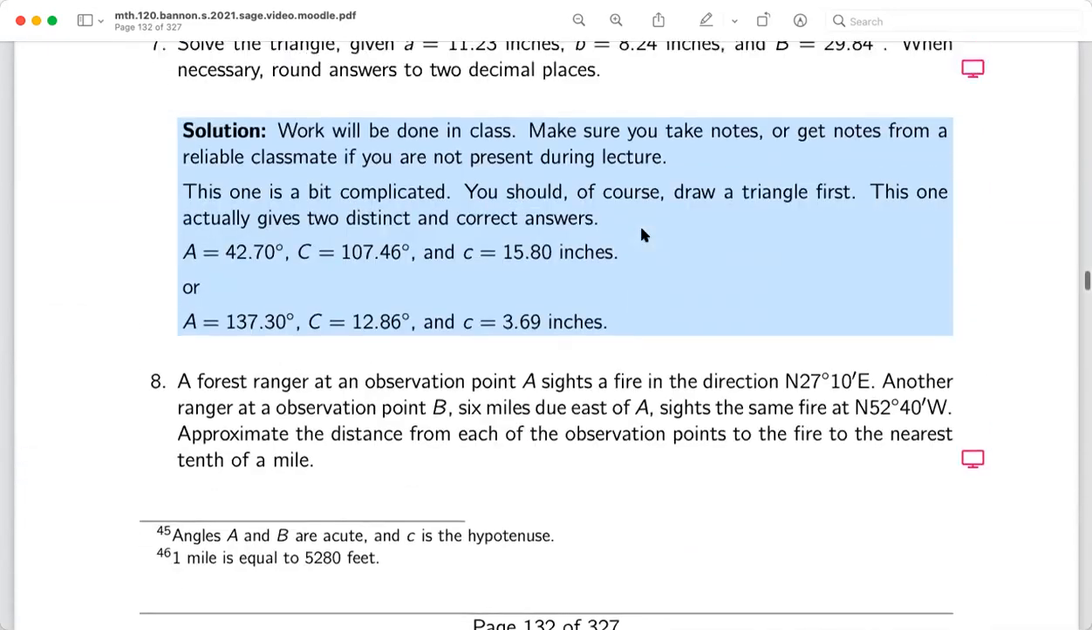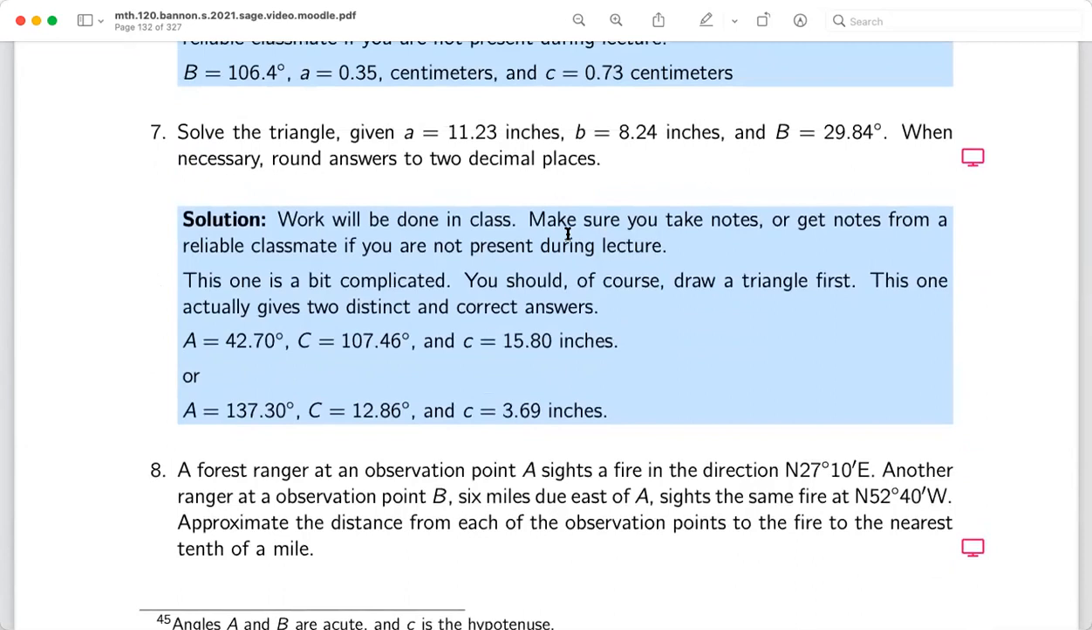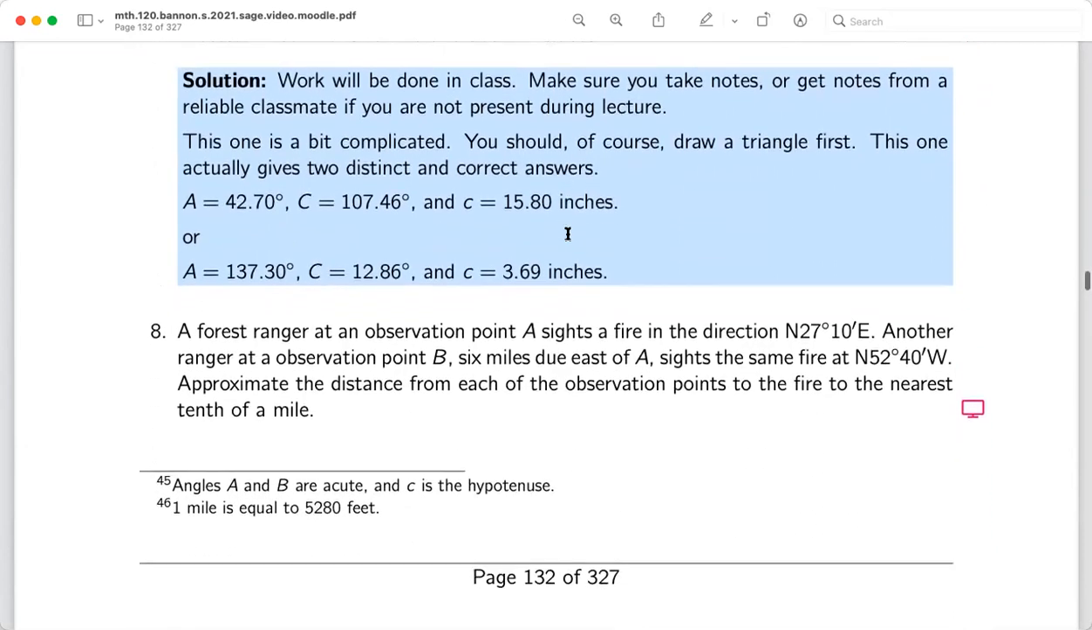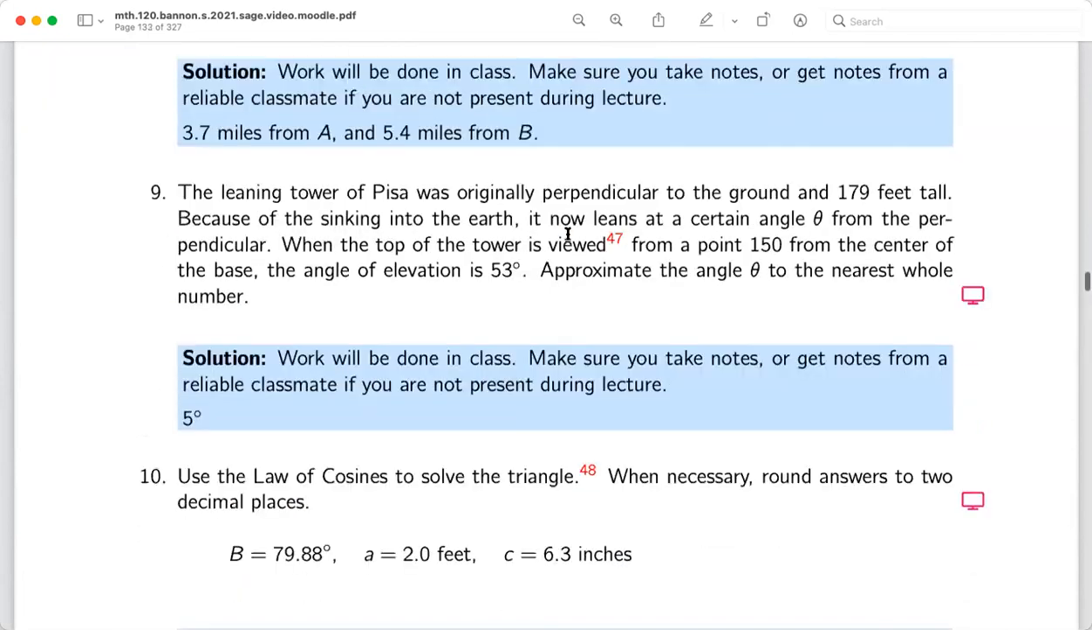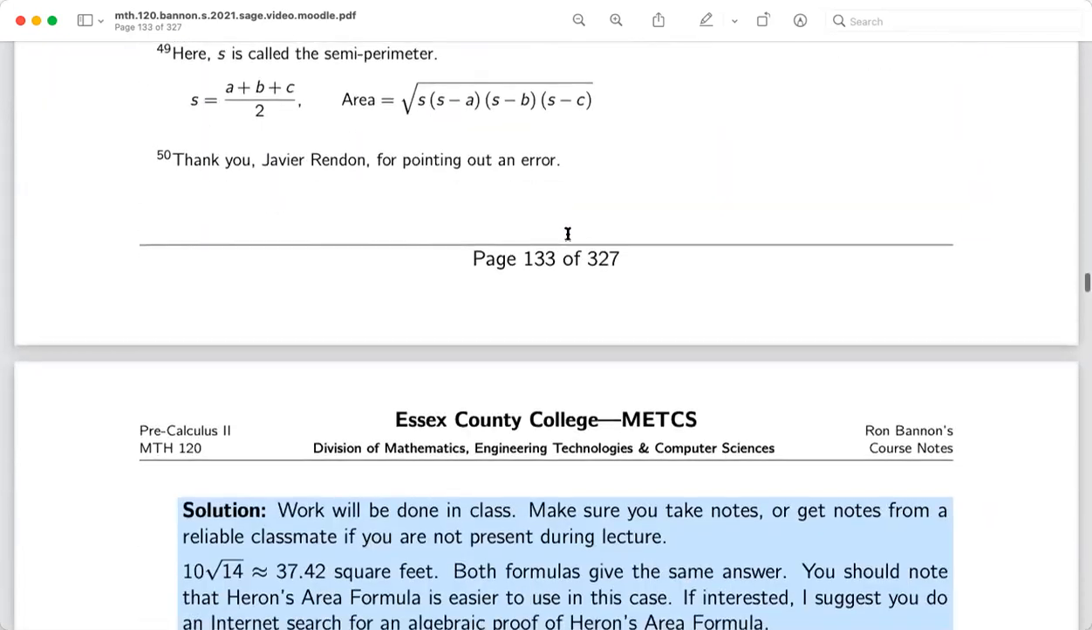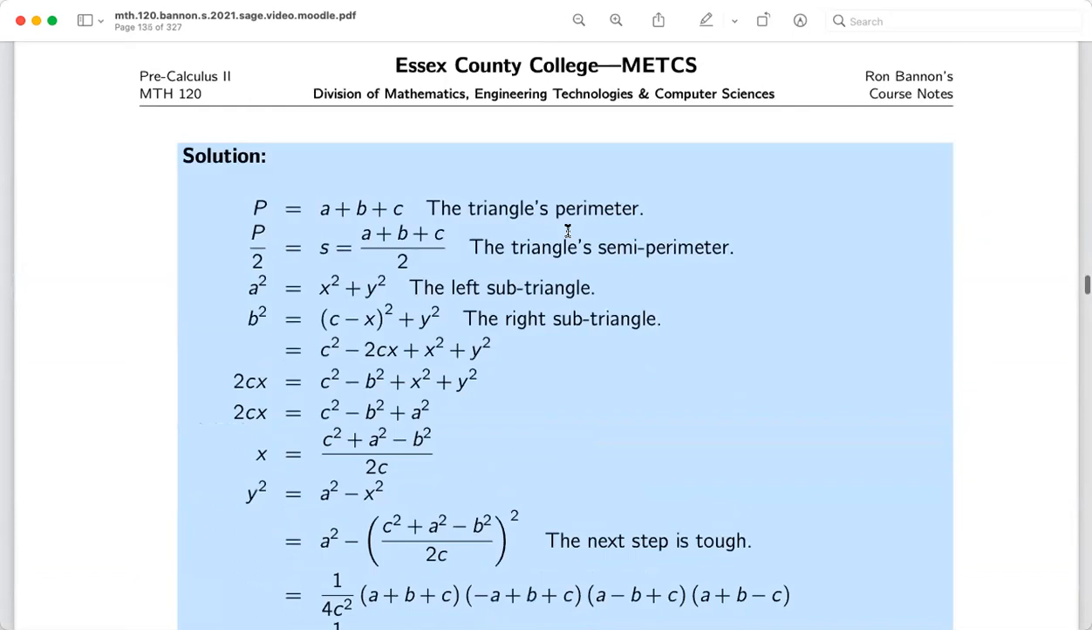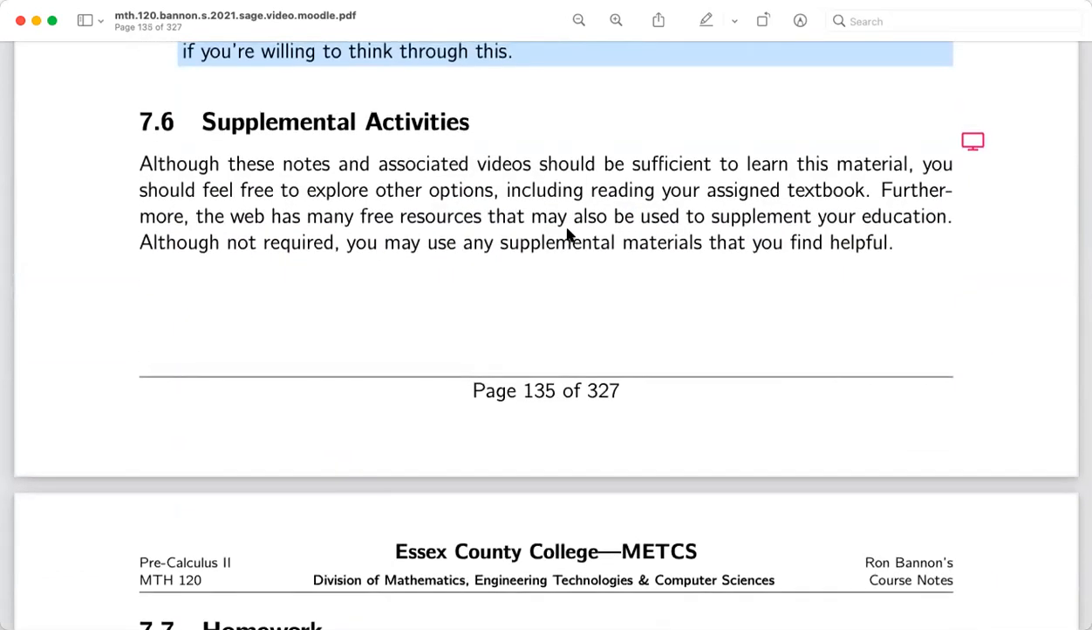Whatever. All right. There was one ambiguous case. I know that's difficult. That was number 7. Again, a picture will resolve those issues. And then we got to the supplemental stuff. I'll put on what I mean by that. We're over here. What does it mean?